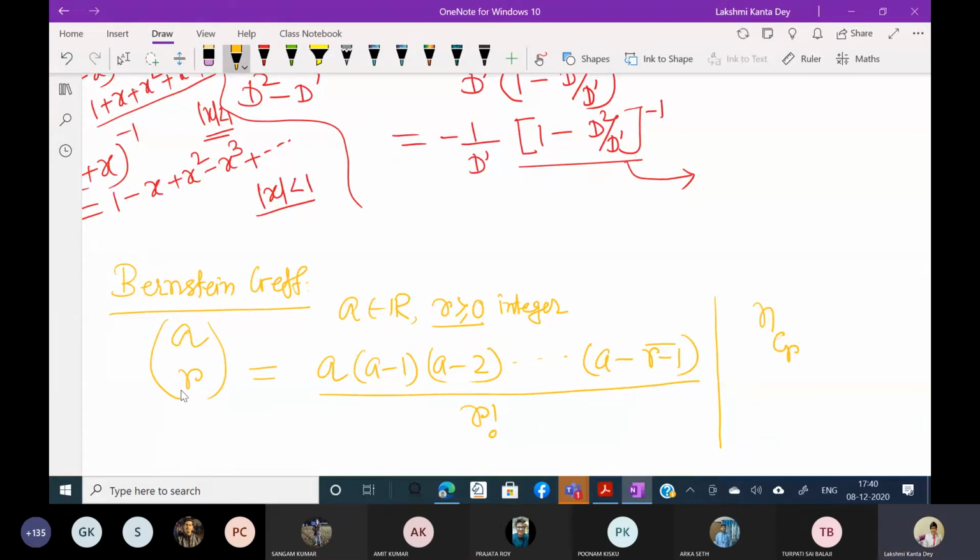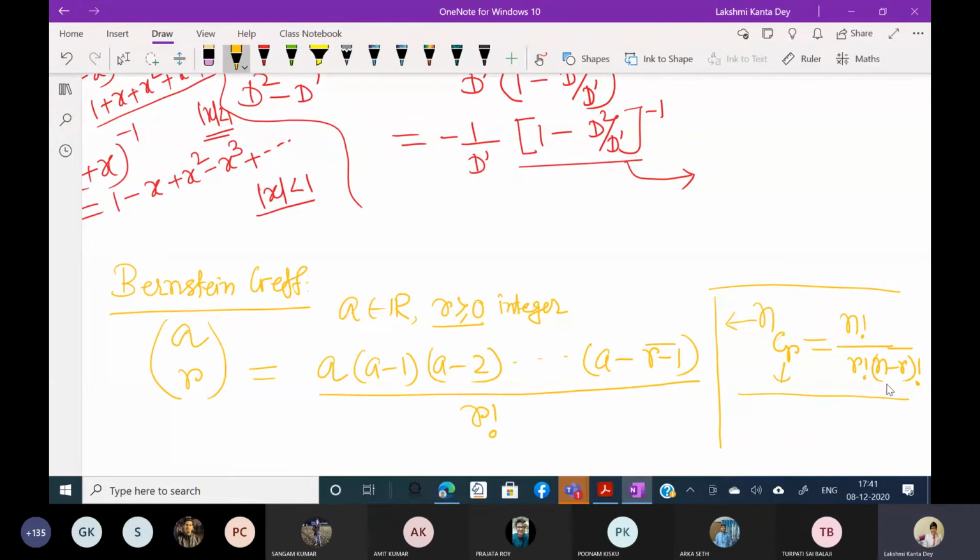Now, whatever your nCr is, this is a special case of this. It is n factorial by r factorial into (n minus r) factorial. This you all know. This is the value of nCr, n choose r, where n is a positive integer and r is a non-negative integer. In that case, the formula for nCr is n factorial divided by r factorial into (n minus r) factorial.